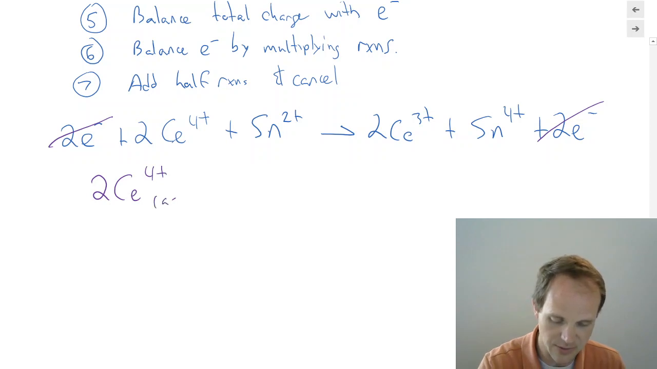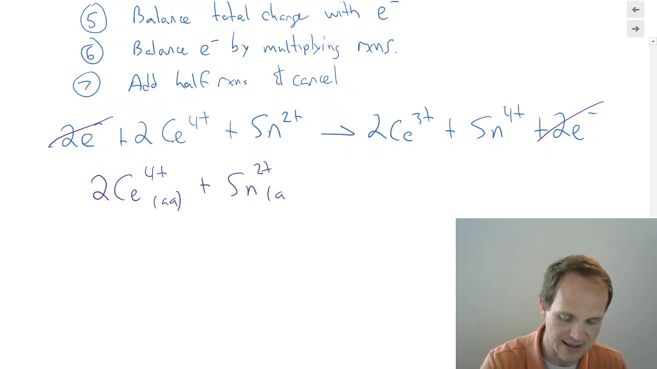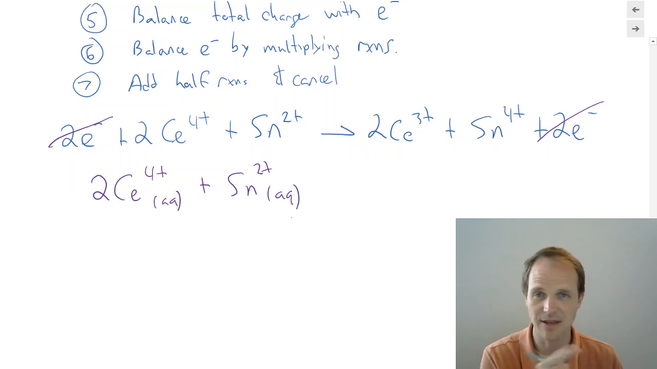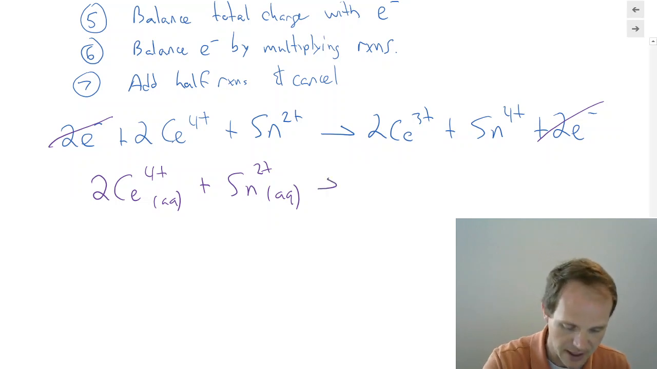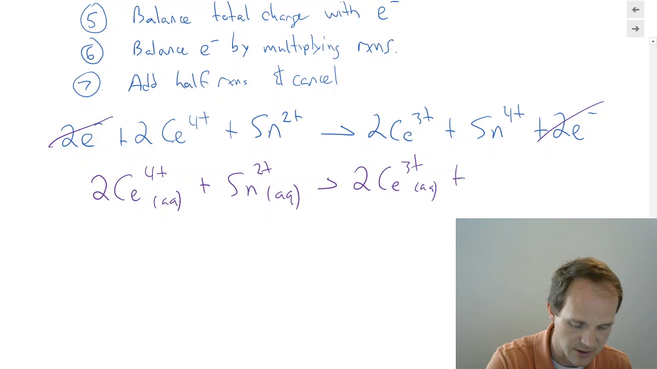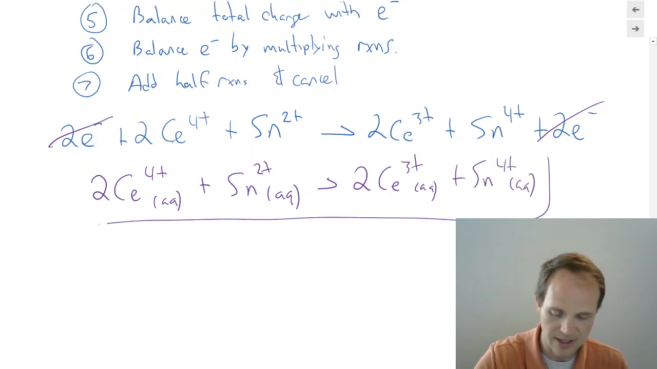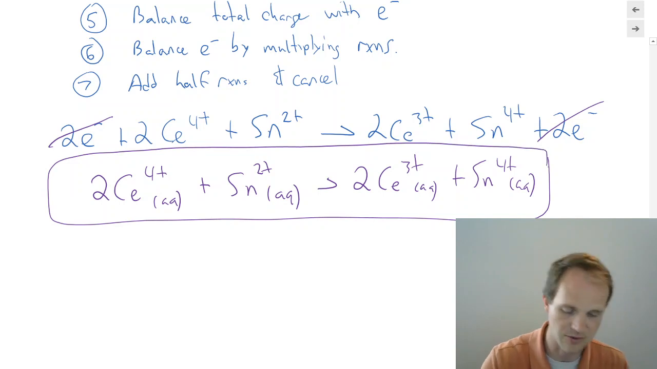2Ce4 plus, and like I said, we're going to be fastidious about putting our phases in at the end. You're going to be very fastidious about that. You're going to make sure to do that. Why? Because you need to. It's really important. The phases in electrochemistry are extremely important. And so you need to have all those in there. And we're going to go to 2Ce3 plus (aq) plus Sn4 plus (aq). And there we now have a balanced electrochemical reaction.